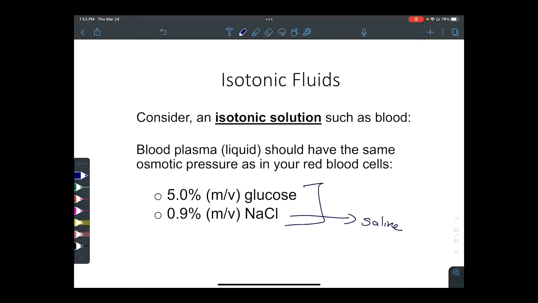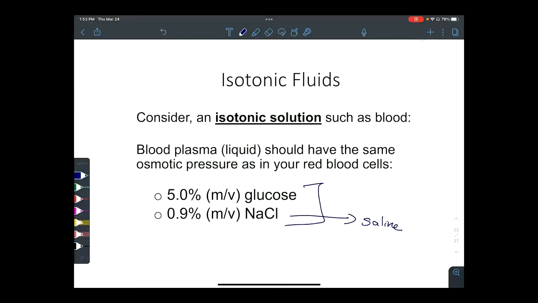That's why, if you ever get tap water in your eye, there's no salt in tap water, and it burns your eyes, right? Because tap water is not isotonic with your body. But if you have contact solution and you use that to wash your eye, it doesn't burn, right?